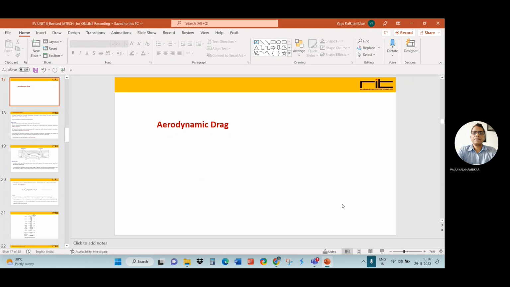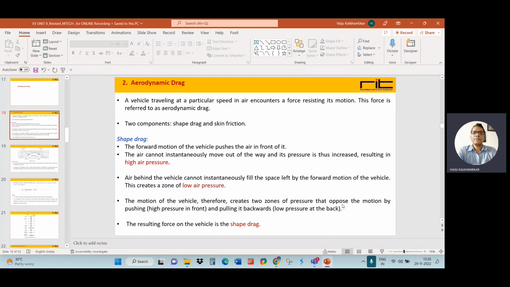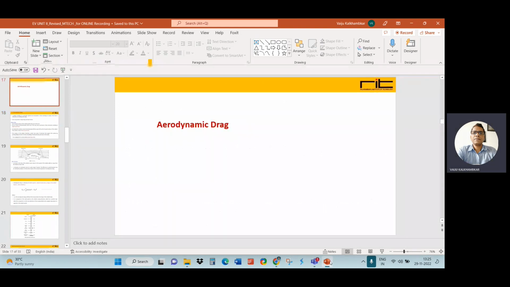Aerodynamic drag. I will discuss the aerodynamic drag, which is one of the forces which opposes the movement of the electric vehicle, or in general any moving body, that is the vehicle.